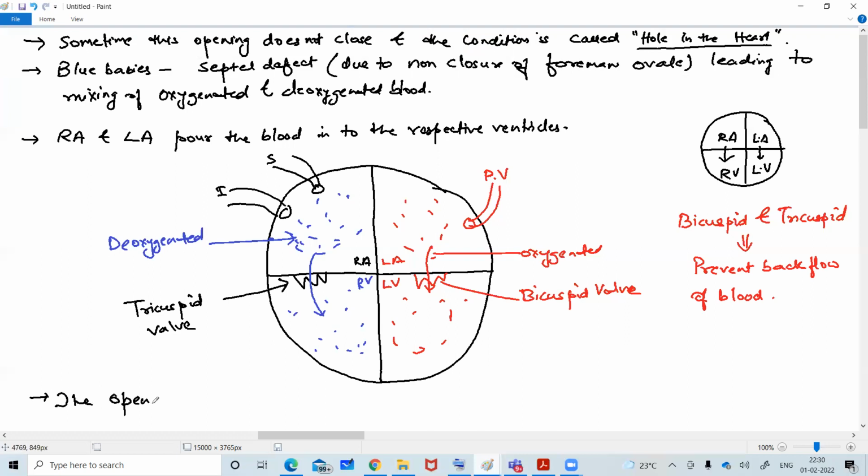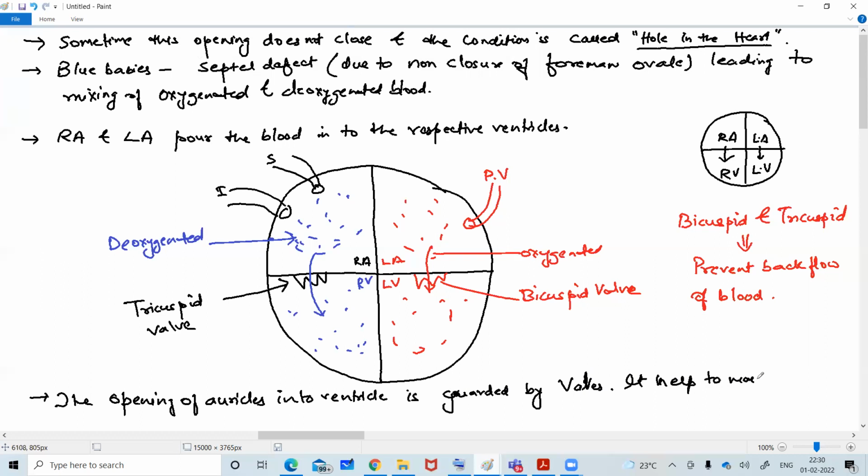So one more point we are going to mention here, that the opening of the auricles into the ventricle is guarded by valve. Valve helps to maintain one-way flow of blood, right? So you can say it helps to maintain one-way flow of blood.